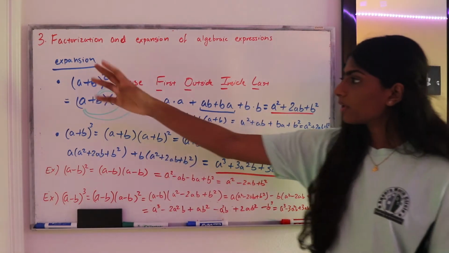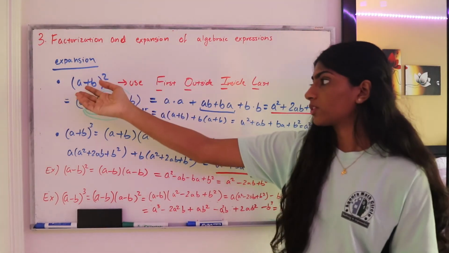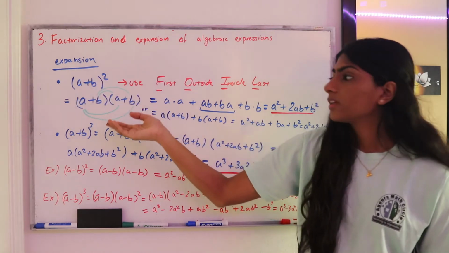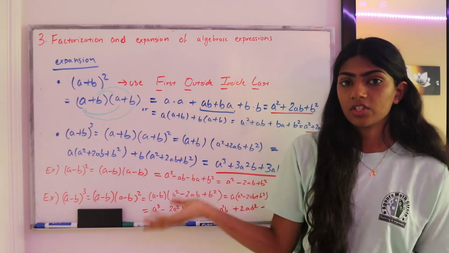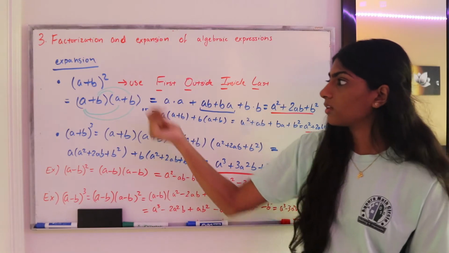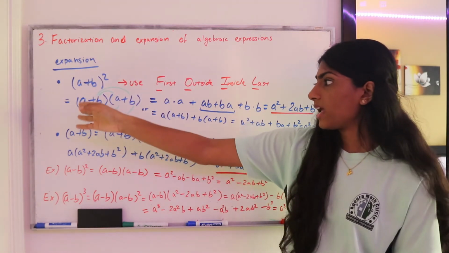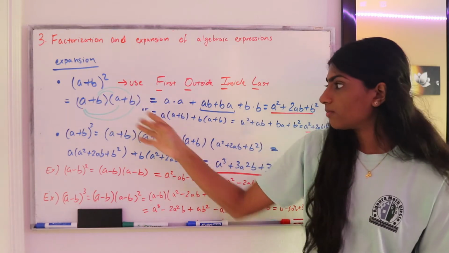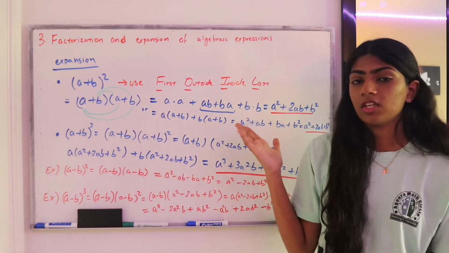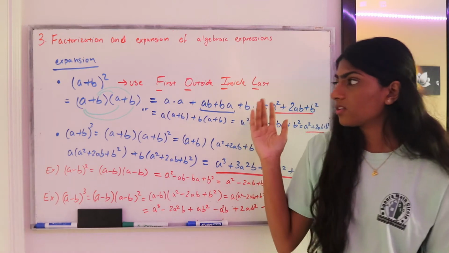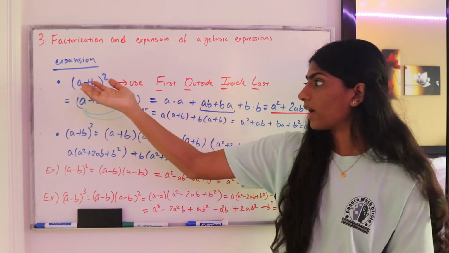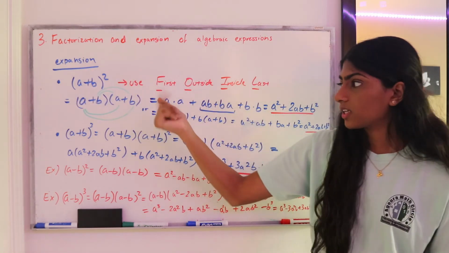So let's say we want to expand this expression right here, (a plus b) squared. Remember, whenever we're squaring something, we're just multiplying two of the same thing. So written in a little more expanded form, it is (a plus b) times (a plus b), both in parentheses. One method we can use is the FOIL method, and this is really common whenever you have to square algebraic expressions like this.